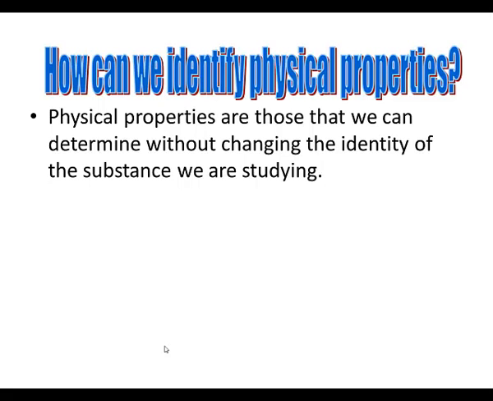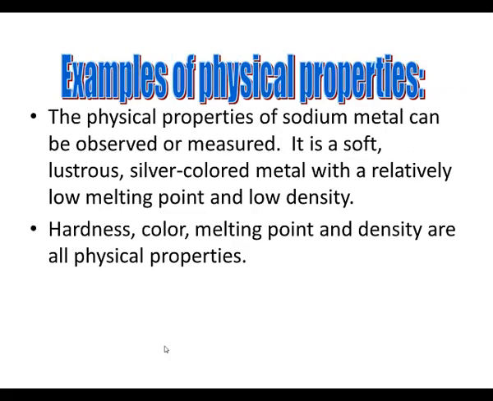Now, the other piece of this, we've talked about chemical and physical changes. To be able to recognize that a chemical or physical change has occurred, you have to be able to identify the properties of the substances. What are their characteristics? What sets them apart from something else? So we're going to look at 2 different types of properties, just like we looked at 2 different types of changes. Physical properties are those that we can determine without changing the identity or the chemical makeup of the substance.